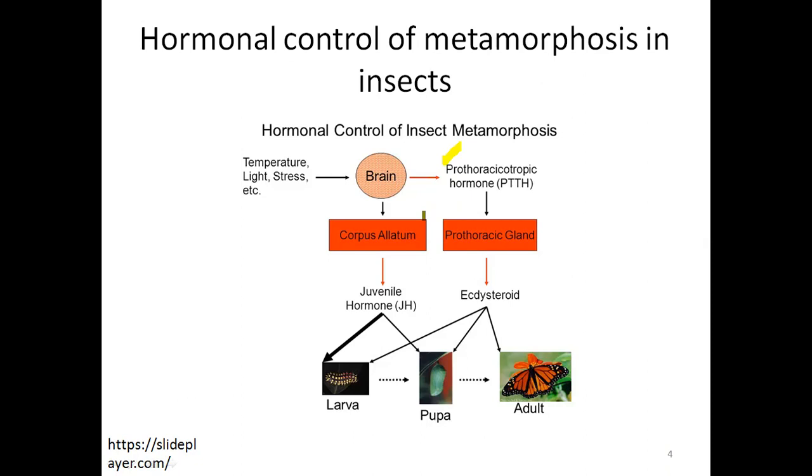This prothoracicotropic hormone influences the prothoracic gland. Now, the prothoracic gland secretes a hormone called ecdysteroid or ecdysone. It is also called ecdysone, and the brain also influences another structure called the corpus allatum, which is attached to the brain, and this secretes a hormone known as juvenile hormone. Both these hormones play a very important role in bringing about metamorphic changes. So let us see one by one.